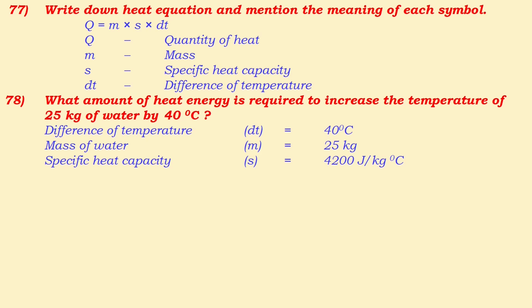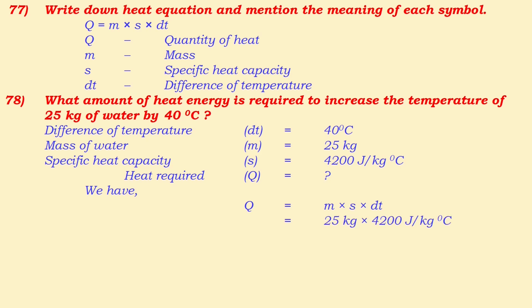Whether this value is given in the question or not, we can take it. We have to remember this. And heat required, quantity of heat, that means heat required equal to question mark. Now we are using the same equation, q equal to m into s into dt. Now we have to take the value. Q remains same, and in place of m we are writing 25 kg. In place of specific heat capacity s, 4200 joule per kg degree Celsius. In place of dt, 40 degrees Celsius.